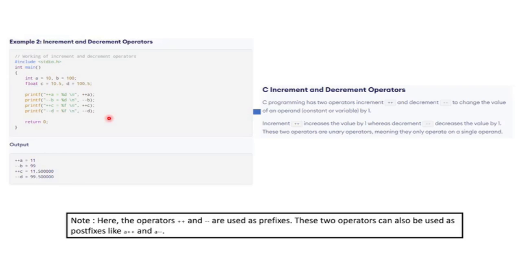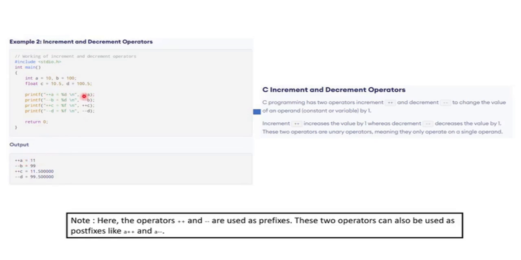Here the operators are used in prefix notation. We can also use them in postfix notation, but the difference is that in prefix notation, first the value is changed and then the value is returned, but in postfix operation, first the value is returned and then it is changed. For example, here instead of plus plus a, if a plus plus had been written, then I would get the value 10.